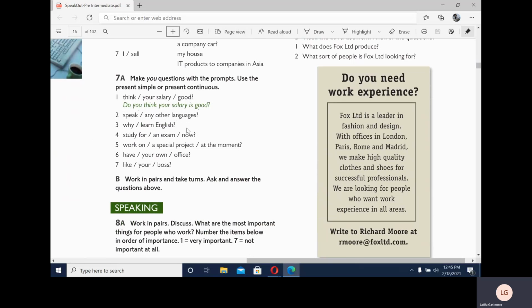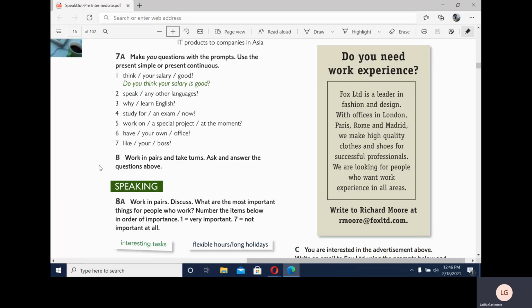So then we have "now." That's why I have to use progressive. Are you studying for an exam now, right? Or I may say, are you working on a special project at the moment? Then we have, I can't use "have" in continuous, in progressive. So I may say, do you have your own office? And again, I can't use "like" in continuous. So I say, do you like your boss, right? Do you like your boss?